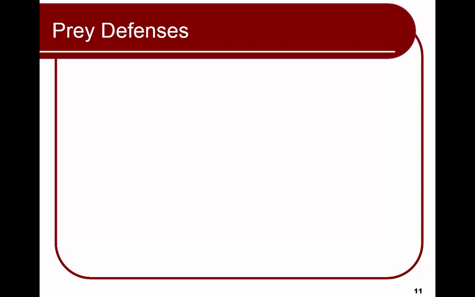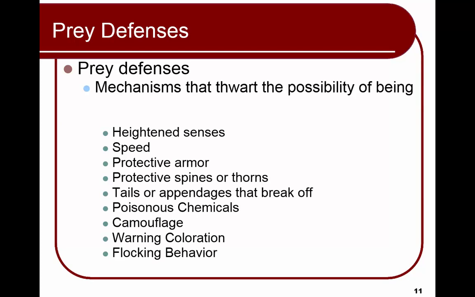Now, prey have defenses or mechanisms that keep them from being eaten by their predators. They have heightened senses, they have speed, sometimes protective armor, or spines or thorns. Sometimes their tails or other appendages will break off. They will produce poisonous chemicals. They'll use camouflage or warning coloration like the poison arrow frog does, or flocking behaviors.